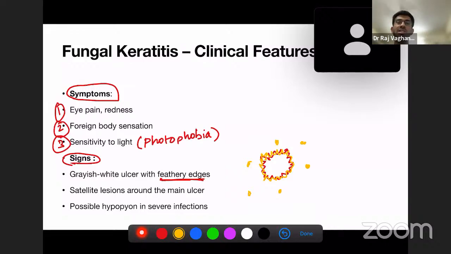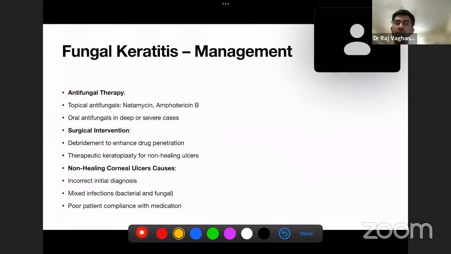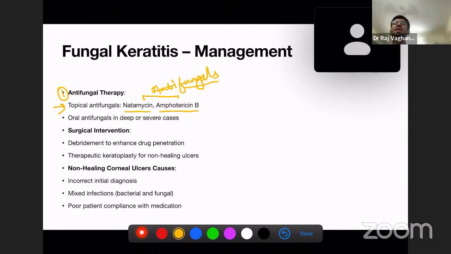So we have seen the signs and the symptoms, and now we are moving towards the fungal keratitis management. Since it's a fungal keratitis, it is caused by a fungus, so you have to give antifungal therapy. First of all, we are just going to discuss the antifungal therapy. It includes topical antifungals like natamycin and amphotericin B, two very important drugs for antifungals.